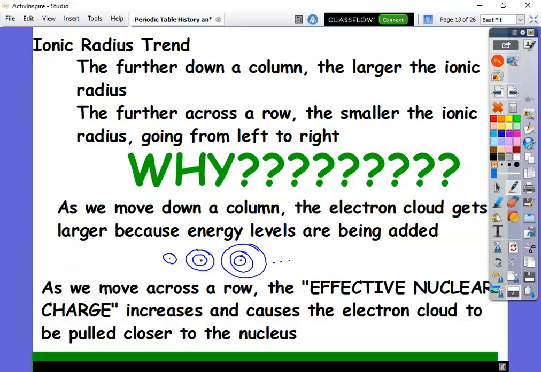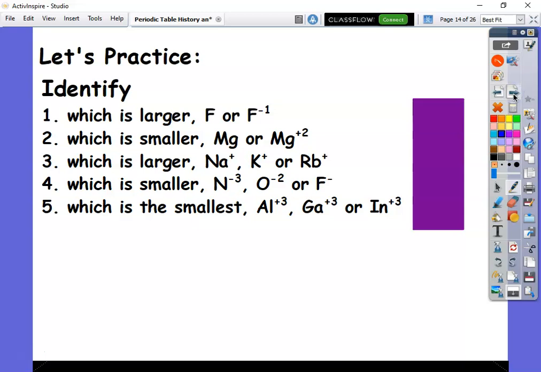And guess what? Going left to right across a row, there's the same pattern as with atomic radius as well. The effective nuclear charge increases going from left to right across the periodic table, and so the atoms on the right, when they turn into ions, have the same smaller size as they did before when they were atoms. And so again, ions on the left of the periodic table are larger than ions on the right of the periodic table. So go ahead and pause the video one more time, check out these 5 problems, and when you are done, come back and check your answers.